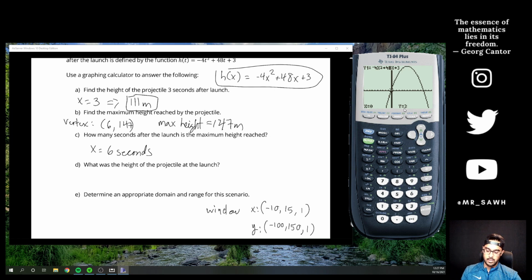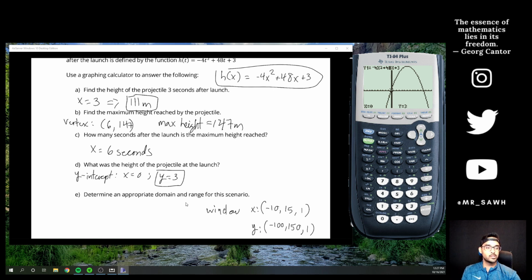is 3. So this is a question asking you for the y-intercept. So make x equal to 0, and you'll see that y is 3. So we don't start on ground level, we're starting 3 meters above the ground. Maybe we're on a platform or something, maybe it's raised, we don't know.